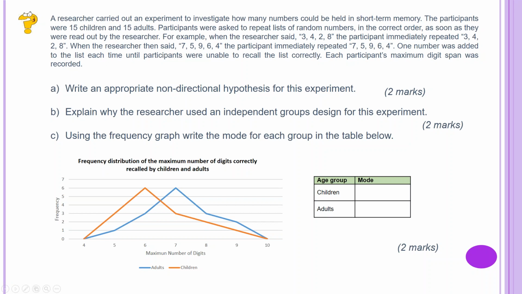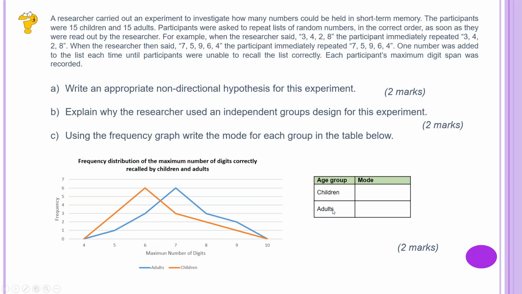For 2 marks. Okay, an independent group design was used. The researcher is interested in the difference between 2 groups, children and adults. The only design they could use is an independent group design, i.e. different participants in each condition, the children in one condition and the adults in the other condition.